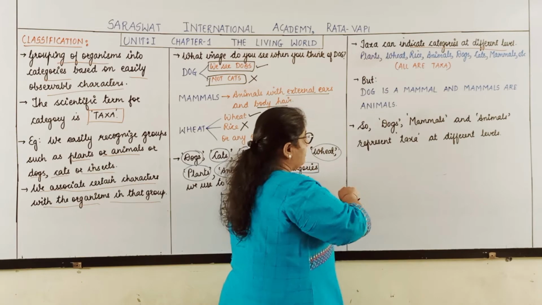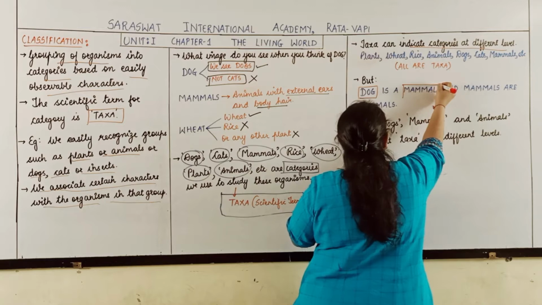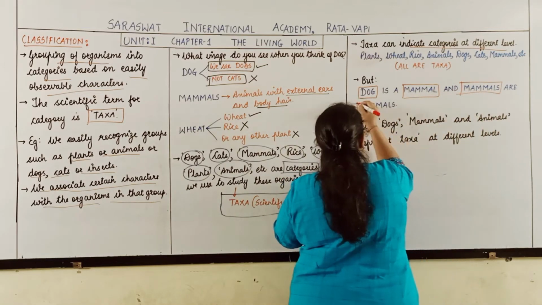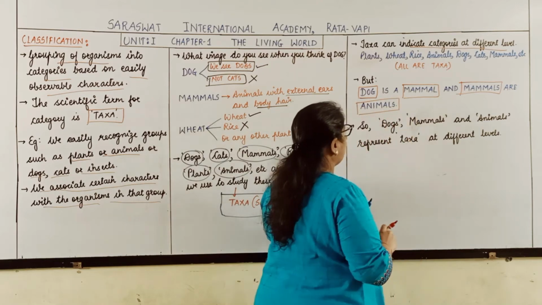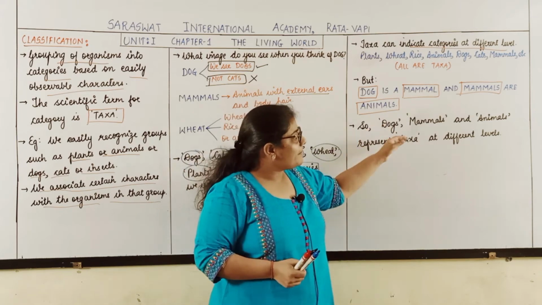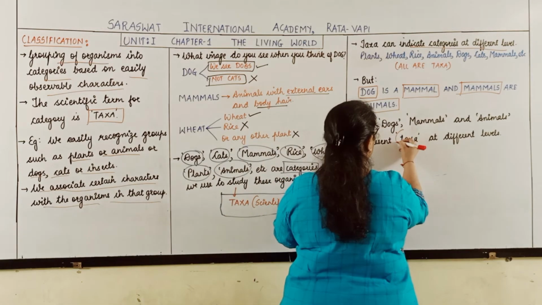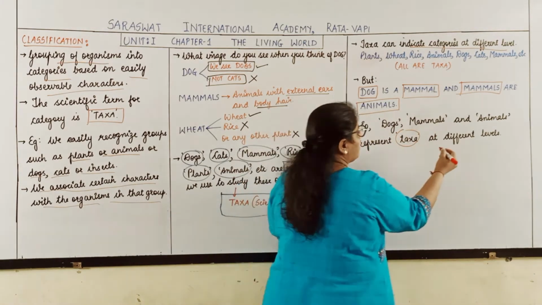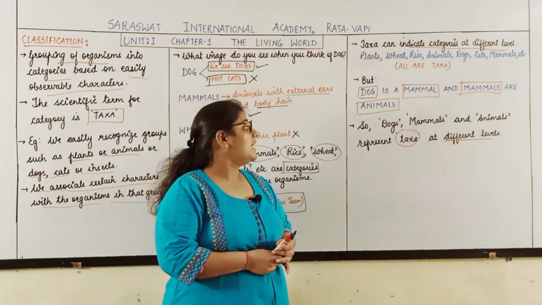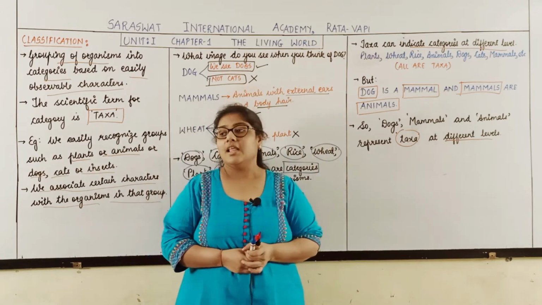But say for example, I tell that dog is what? Dog is a mammal. And what are mammals? Mammals are animals. So students, what we can say, this dog, mammals and animals, they all represent a taxa. But what do they indicate? They indicate the different levels. So students, taxa indicate the categories at the different levels.